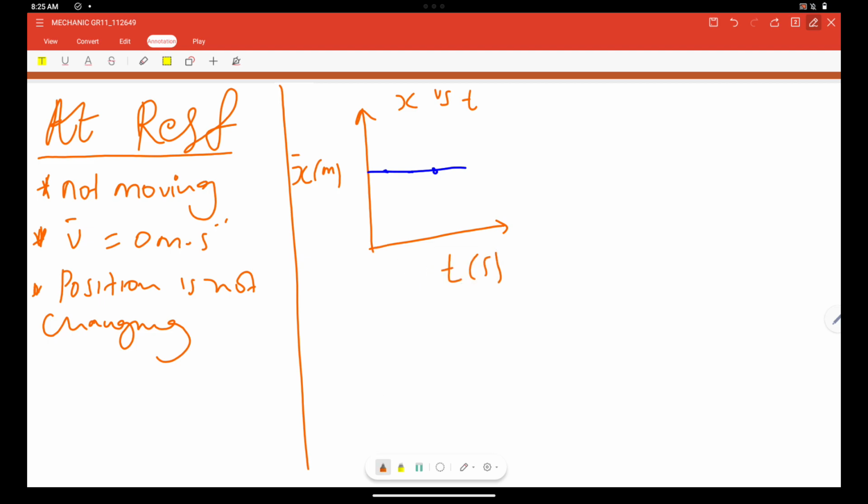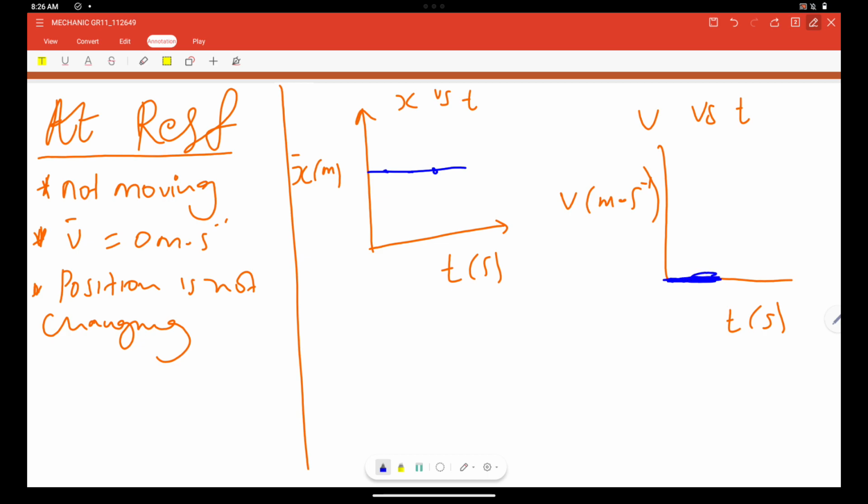And we can also plot the velocity time graph, velocity versus time graph. It's going to look something like this. Remember to always label your axes. Velocity is a function of time in seconds. I'm going to draw this in blue so that it's visible. We said for an object that is at rest, which is not moving, the velocity is 0. So for as long as it's standing, the velocity is 0.